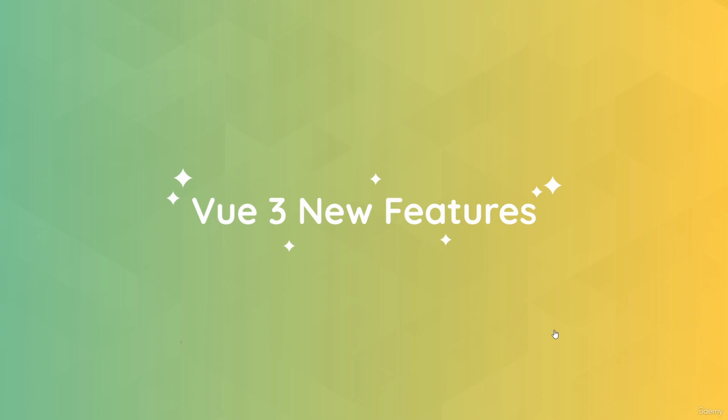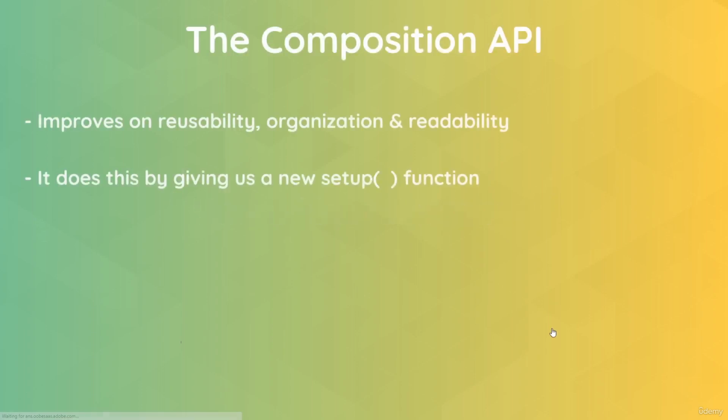So, the Vue team have been working on version 3 for what seems like an eternity, but it's finally here and it comes with some nice improvements. The main one is the introduction of the composition API, and this basically opens up a whole new way of creating Vue apps. It improves reusability, organization, and readability of our code, especially for more complex components. Now, it does this by giving us access to a setup function inside components where we can tap into some of Vue's core functionality. It's a really nice addition to the framework, and we'll be using it a lot later in the course, mainly in the second half of the course.